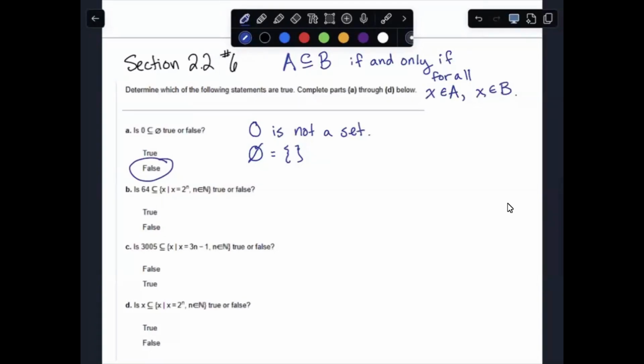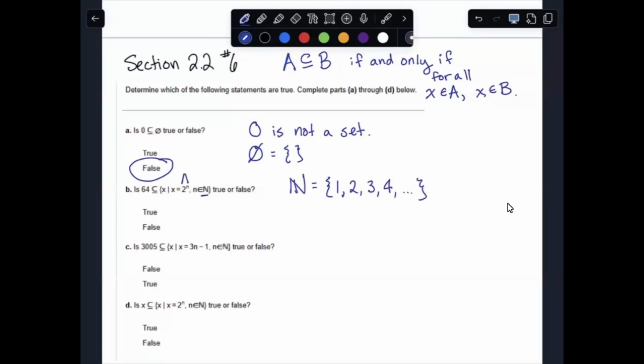So first we need to break down what this means. What we have is the set of all X, where X is equal to 2 to the N, and N is in the natural numbers. The natural numbers, just to remind you, are the set of all of our counting numbers starting with 1. So 1, 2, 3, 4, and so on up infinitely. So we can figure out what is in this set.